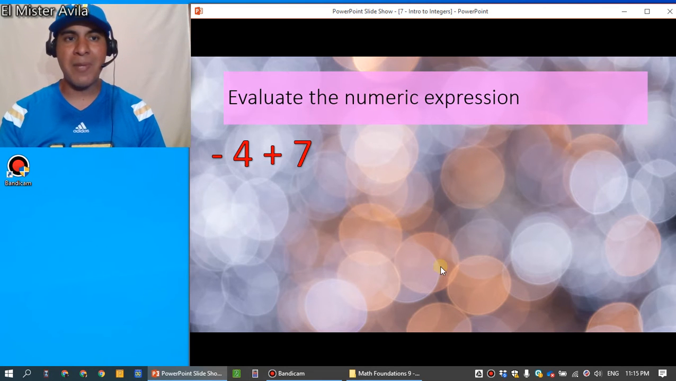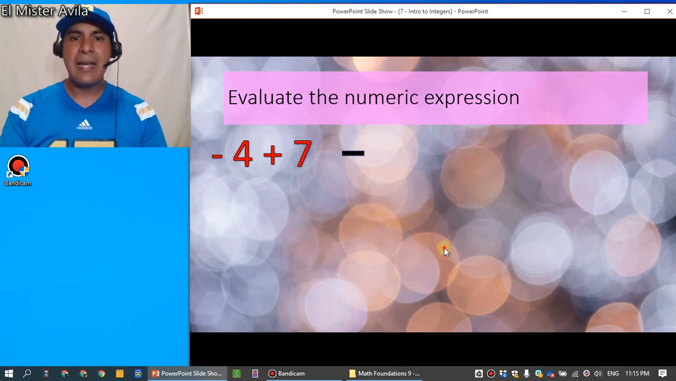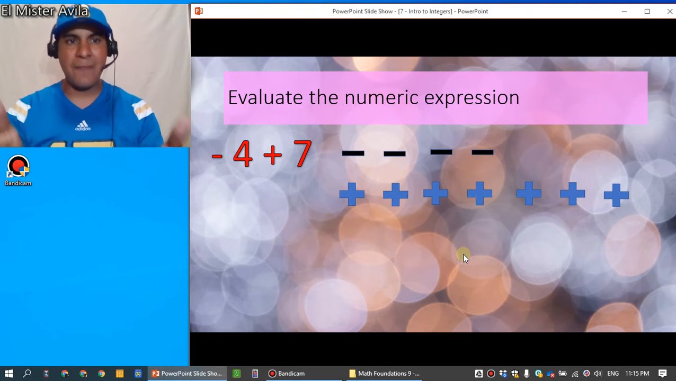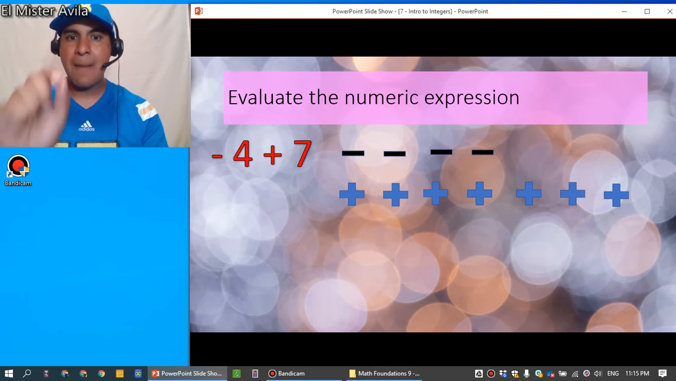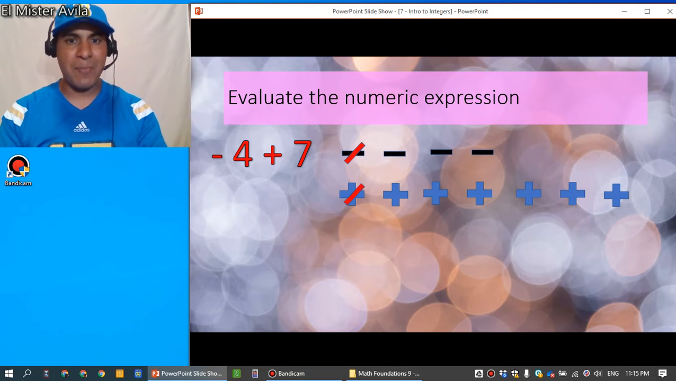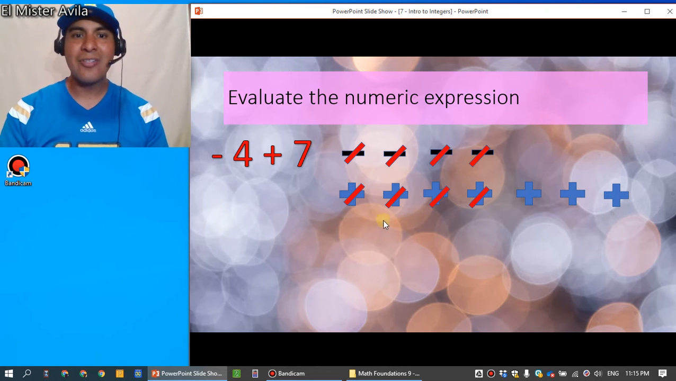How about negative 4 plus 7? Write these down. You should write down the little symbols that pop up as well. Negative 4 plus 7. So negative 4 I represented with 4 negatives. Positive 7 I represented with 7 positives. Cancel out: negative 1 plus 1 is 0. Negative 1 plus 1 is 0. Another 0, another 0. What's left over? I hope you see that we have 3 positives left. So negative 4 plus 7 is positive 3.